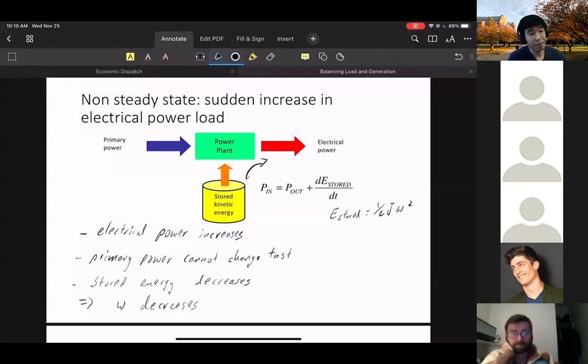So if you look at the primary power control, what's preventing the primary power from changing very fast?